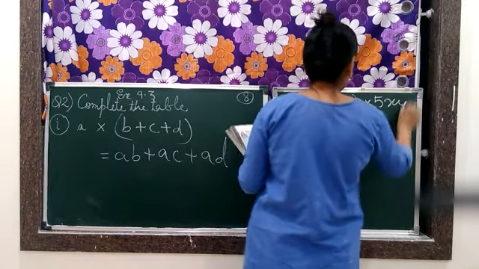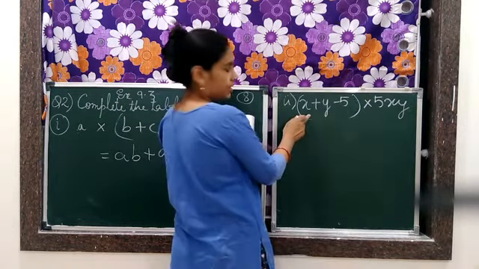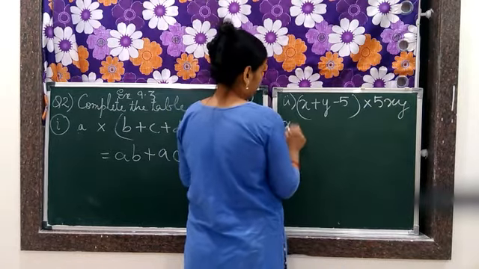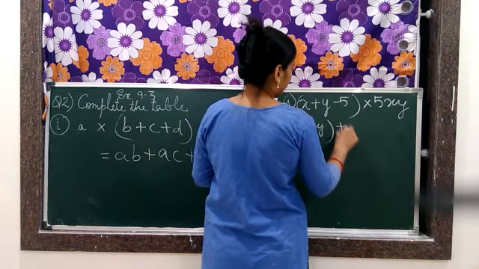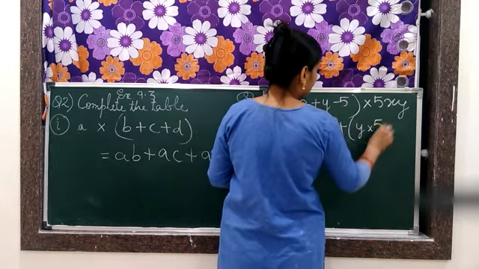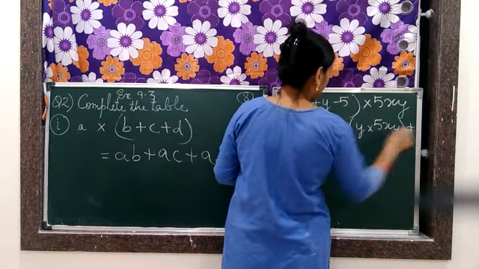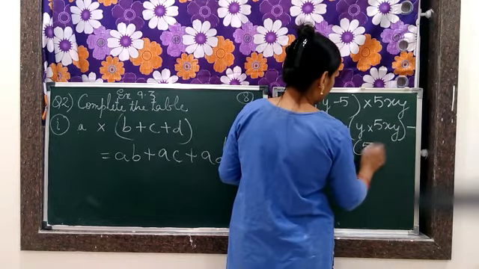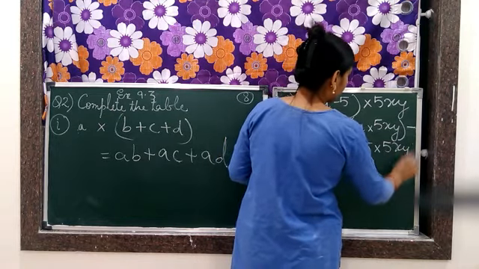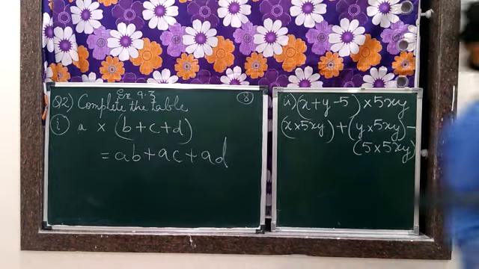Here 5xy will be multiplied to all the terms inside the bracket. So x into 5xy plus y into 5xy, plus, not, it is minus, so minus 5 into 5xy. Let's start now.